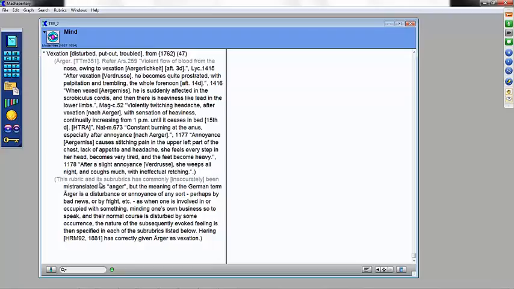This rubric and its subrubrics has commonly inaccurately been mistranslated as anger, but the meaning of the German term Arger is a disturbance or annoyance of any sort, perhaps by bad news or by fright, etc., as when one is involved in or occupied with something, so on and so forth. And to imagine that you've got all of this information available to you immediately, all you have to do is with one little click or one little keyboard command, you can pull up all of this information in the TBR2.